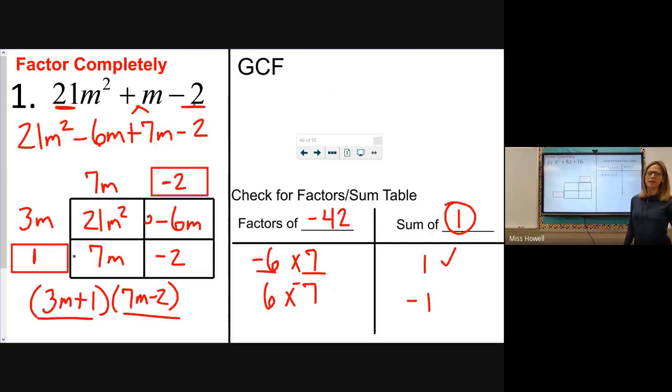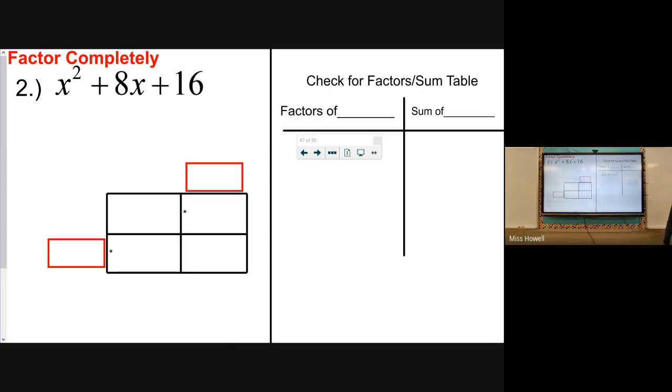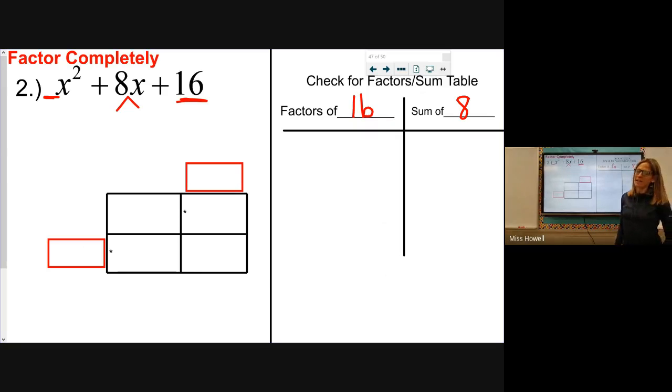All right, number 2, let's try another. We have x squared plus 8x plus 16, and we want to try to factor it completely. All right, x squared, 8x, and 16 don't have a common factor. So we can go straight over here to our guess and check portion of our work. All right, we want to take that 8x and break it apart, but in a special way. Leading coefficient here is a 1, right? No number there is a 1, so 1 times 16 means we need factors of 16 that add up to a sum of 8.